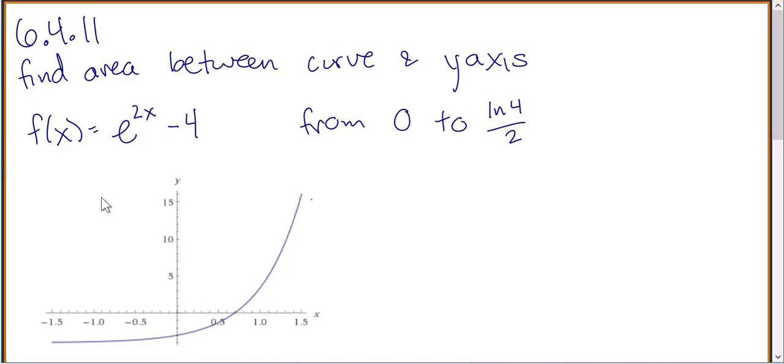In this problem, we want to find the area between our curve and the y-axis. Our curve is f of x is e to the 2x minus 4. We want to go from 0 to natural log of 4 over 2. That does seem like a very random limit, but we'll go with it.